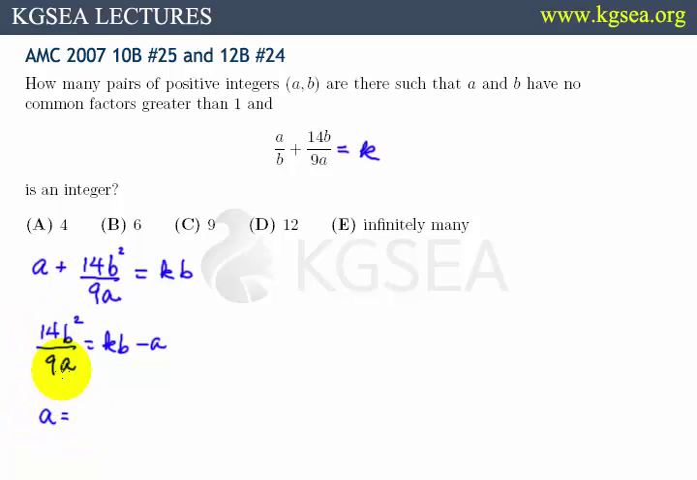So a could be one of a few numbers. When you have 14 over a, it has to be an integer. So 14 over 1 is an integer, 14 over 2 is an integer, 14 over 7 is an integer, and 14 over 14 is an integer. So a can only be those. What about this 9 and b squared? Obviously, b squared took care of 9.